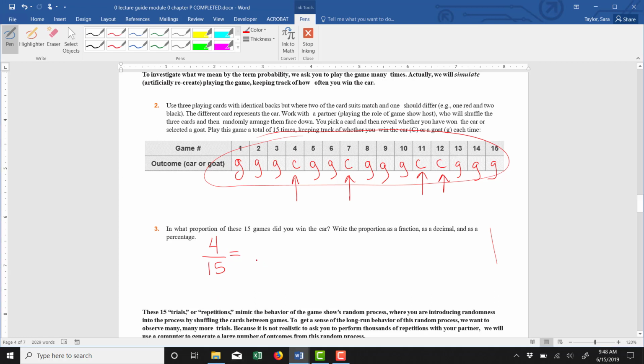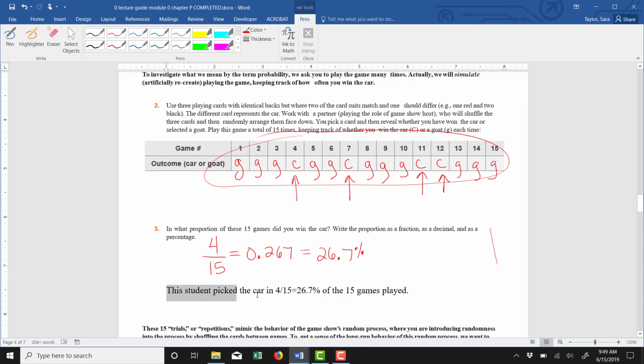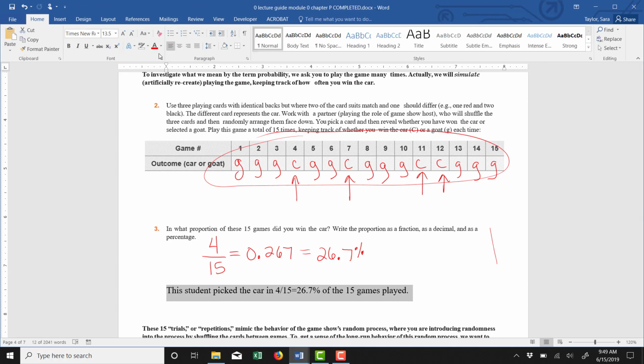So if you divide 4 divided by 15, you'll get the number 0.2666666. I'm going to just write that as 0.267. So as a decimal, it's 0.267. And if you write that as a percentage, it's 26.7%. In other words, this particular student that I observed won the car a total of 4/15 of the games. This student won 26.7% of the 15 games played.